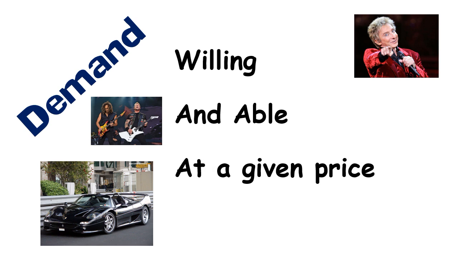So if Metallica songs go up to $10 a piece, I'm not buying them for $10 a piece. If that Ferrari goes on sale for $25,000, I'm there. I'm both willing and able. If I go on Amazon to buy a Metallica song for 99 cents, and they offer me all of Barry Manilow's songs he's ever written for 99 cents, I'm still not buying it. So it's all about willing and able at a price.